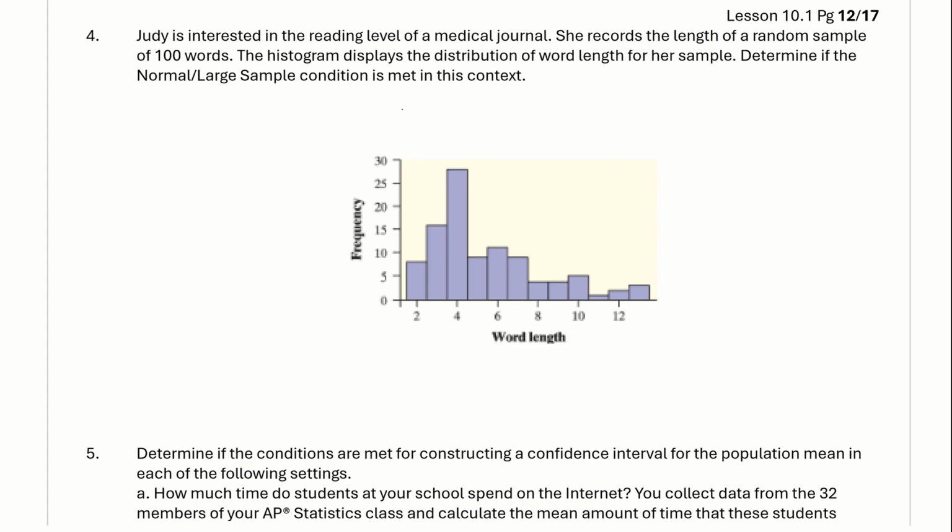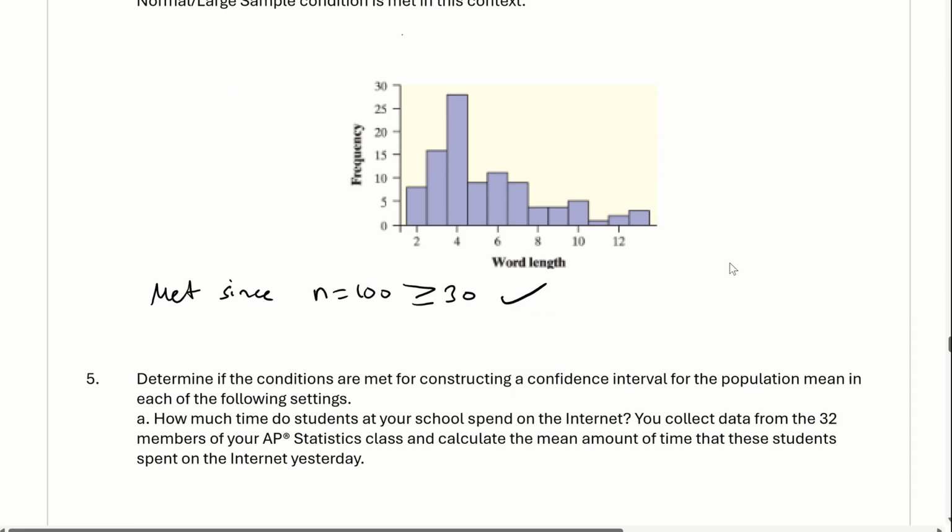We don't even need the graph. It doesn't matter that this is skewed right, even if it had outliers or anything like that, because the sample size is large enough, then that's going to be enough for what we need, okay? So the conditions are met since n equals 100 is greater than or equal to 30, okay? Regardless of the shape in this case.